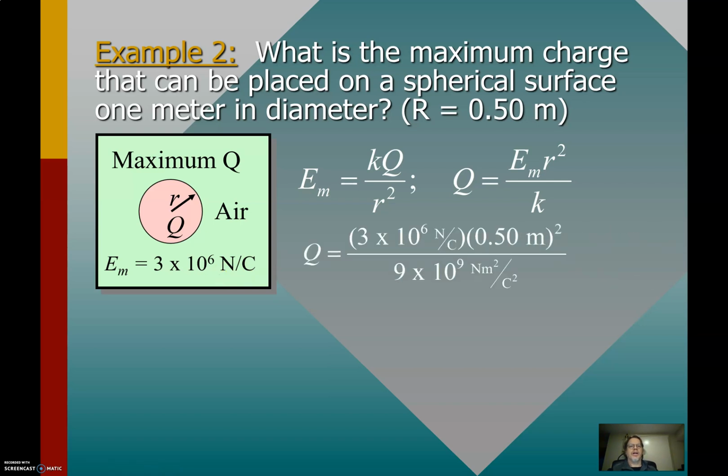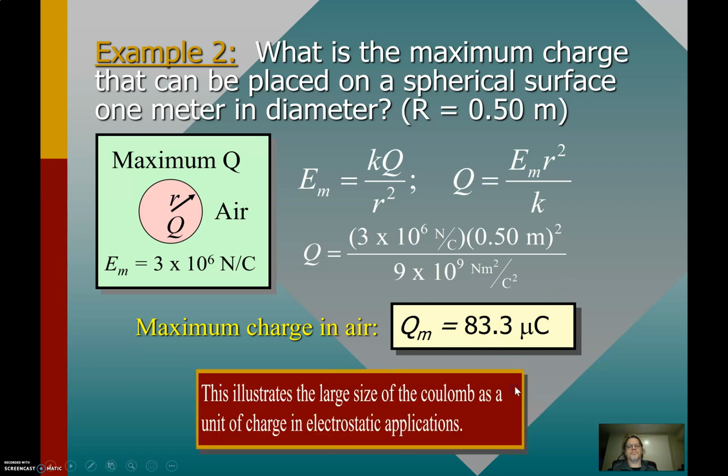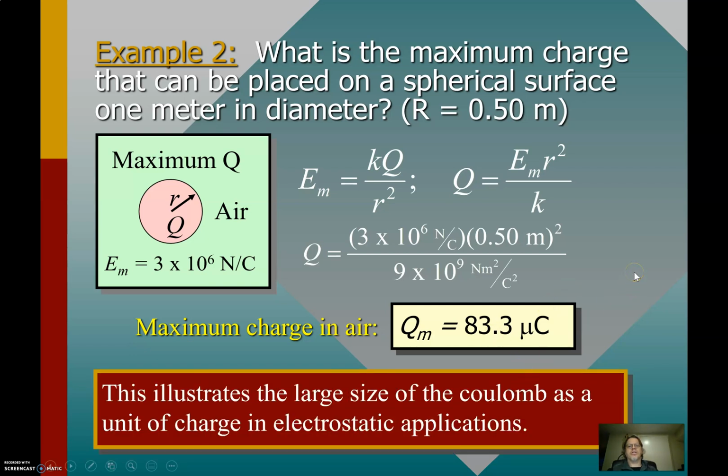Okay, so we have our electric field. It's 3 million. We got the radius, we got your k, and bam, there's the charge that was actually stored onto that thing before it started shooting sparks off of there. 83.3 microcoulombs. So it illustrates the large size of a coulomb as a unit of charge in electrostatic applications. So long story short, if you want to store a lot of charge, have a lot of area.